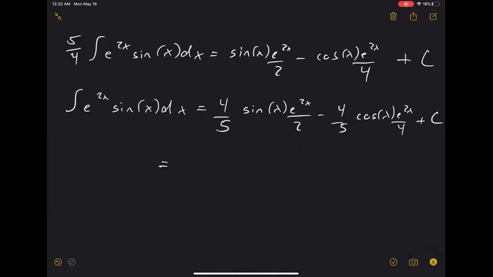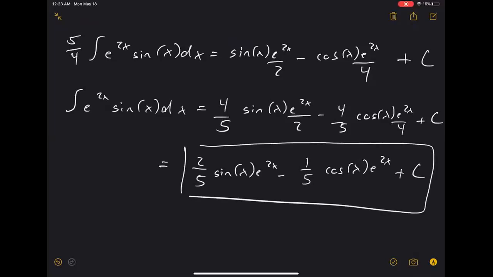Okay, so I have 4 over 5, and then I got a 1/2 here. So I could simplify that as 2 over 5 sine of x e to the 2x. And then I got a 4 over 5, and then divide by 4 here. So I could simplify that as minus 1/5 cosine of x e to the 2x plus c. And that would be my final answer.